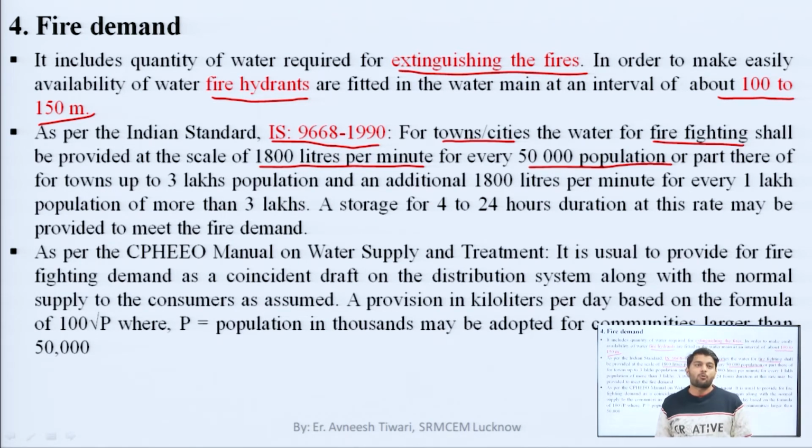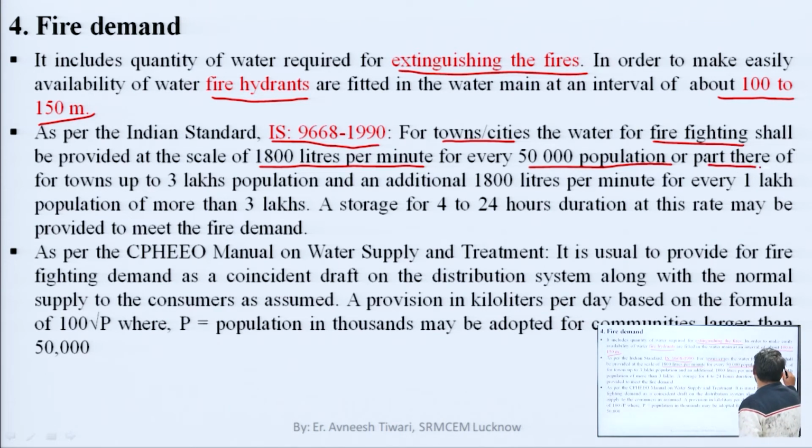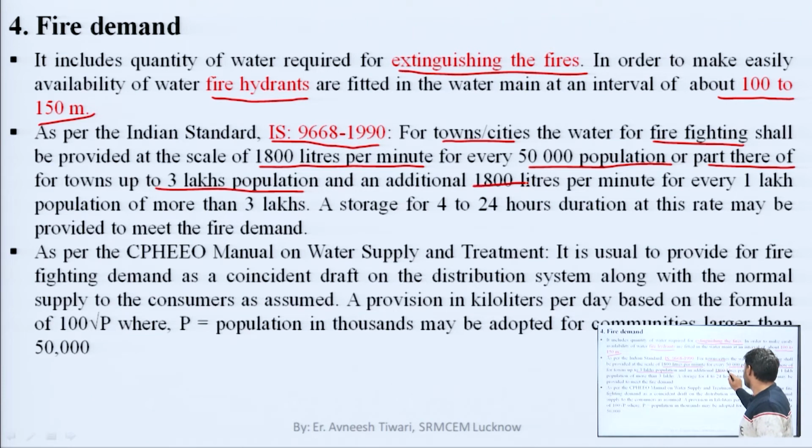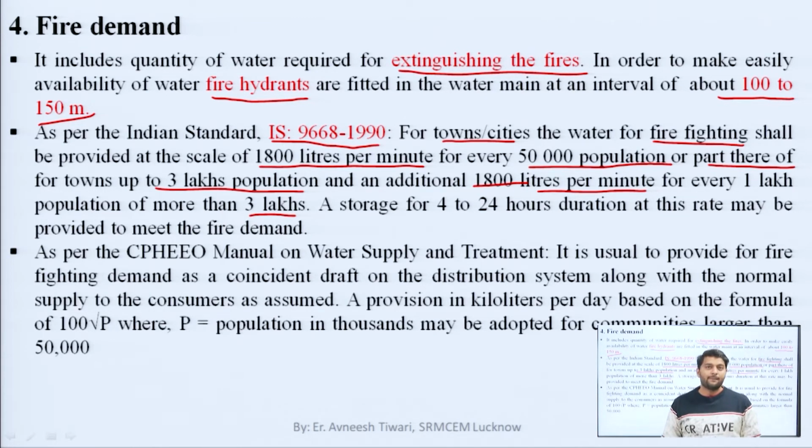Per 50,000 population, we are going to provide 1800 liters per minute of water, or part thereof, for a town up to 3 lakh population. In addition, we provide 1800 liters per minute for every 1 lakh of population more than 3 lakhs. If the population of the town goes above 3 lakhs, then for every 1 lakh population increase we have to provide an add-on of 1800 liters per minute.